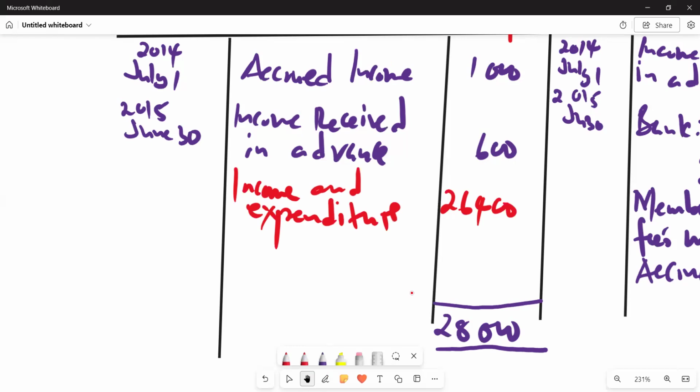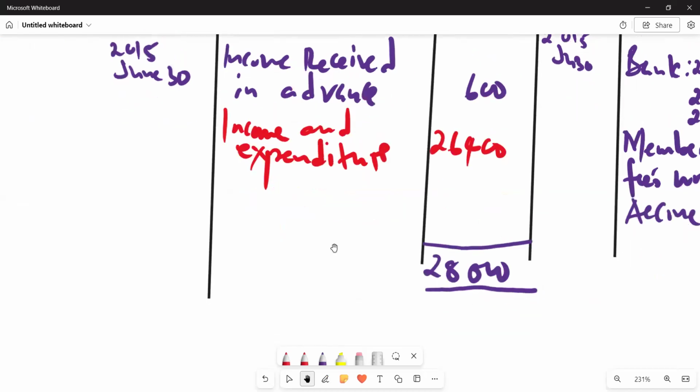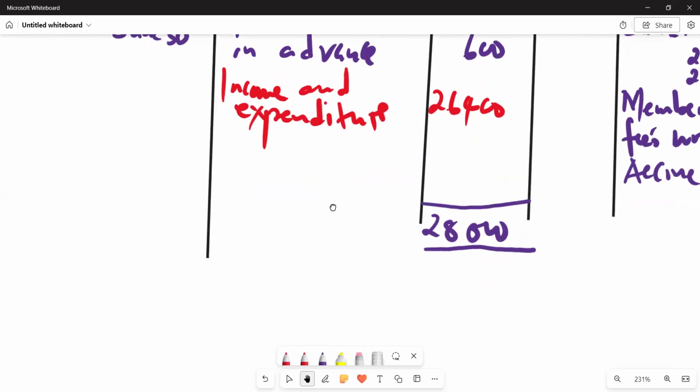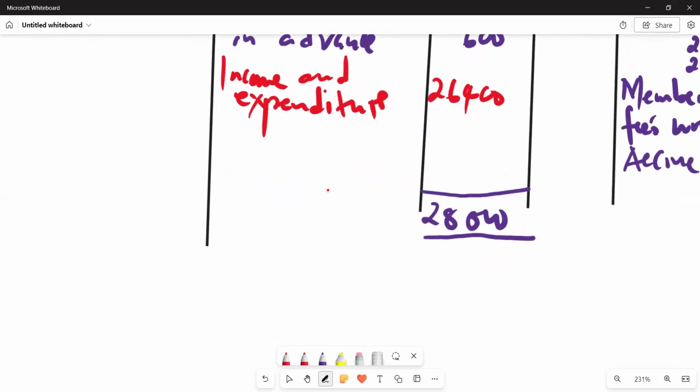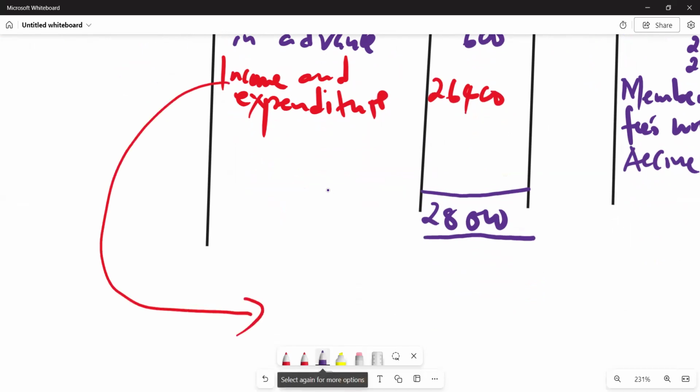So what can we call this figure of 26,400 there? Since it's going to the credit side, we can call it our excess. We can just call it an income. This one is an income. But if the balance was on the debit side, we would say it's an expenditure, because it would be transferred to the debit side of the income and expenditure account.